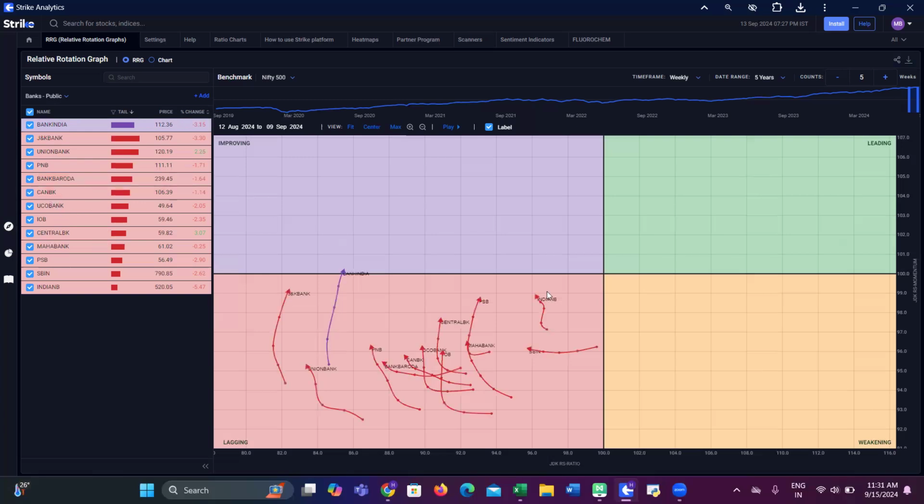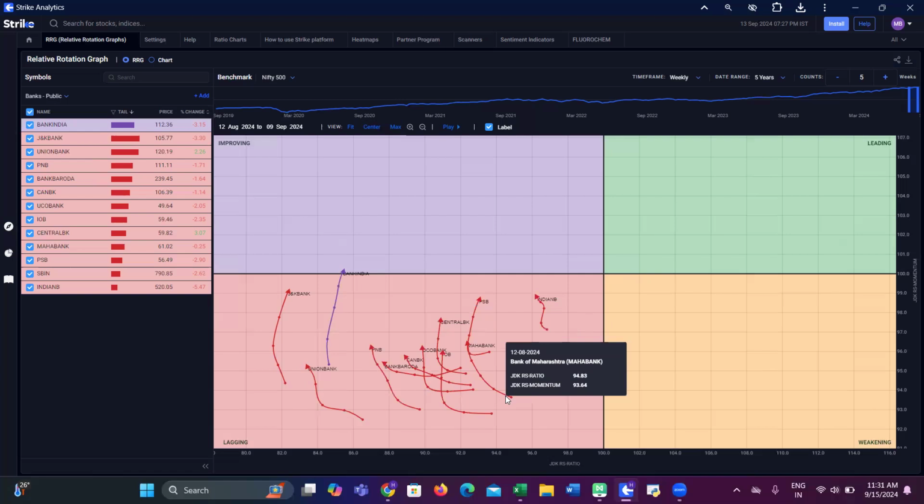In a nutshell, I would like to keep this video short. So in a nutshell, you can look at this. The tilt is towards improving. And if you ask me which one is interesting, then Punjab and Sindh Bank is headed towards improving, closer to the benchmark. So it doesn't require a lot of RS momentum. Sorry, a lot of RS, right?